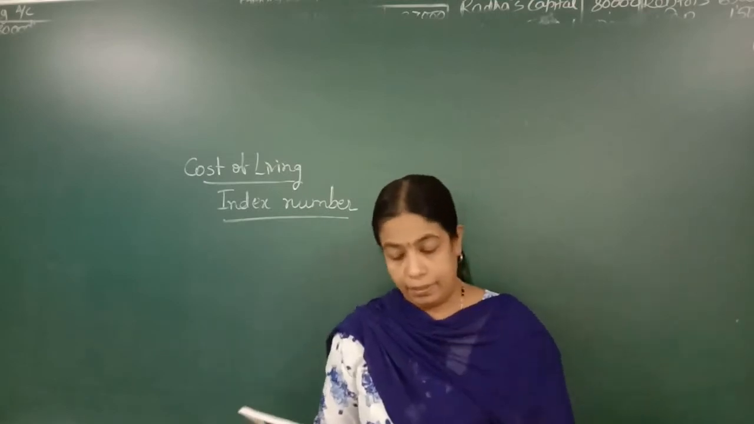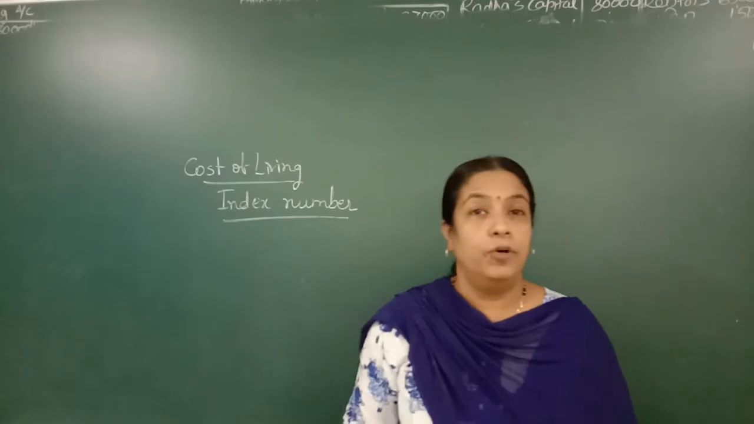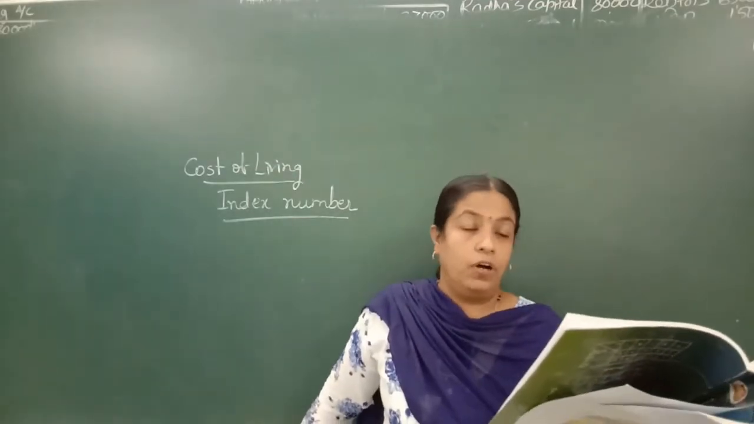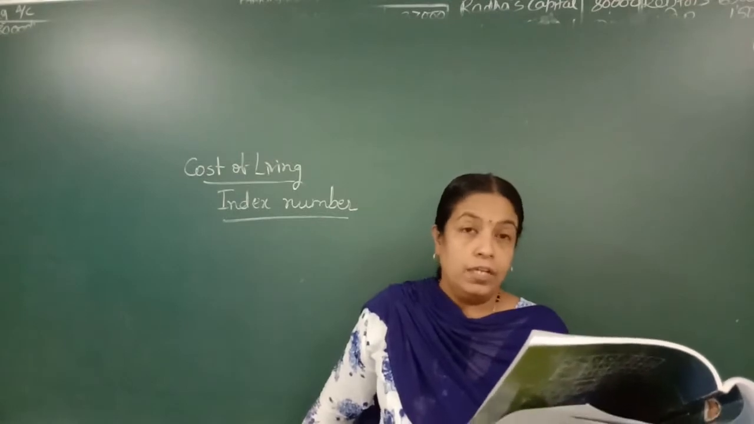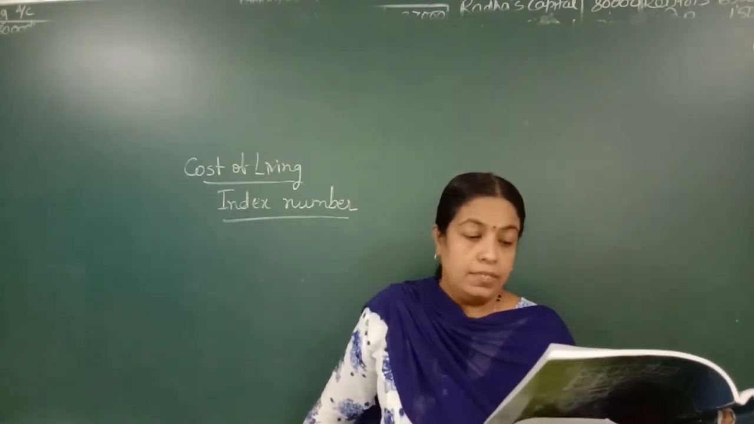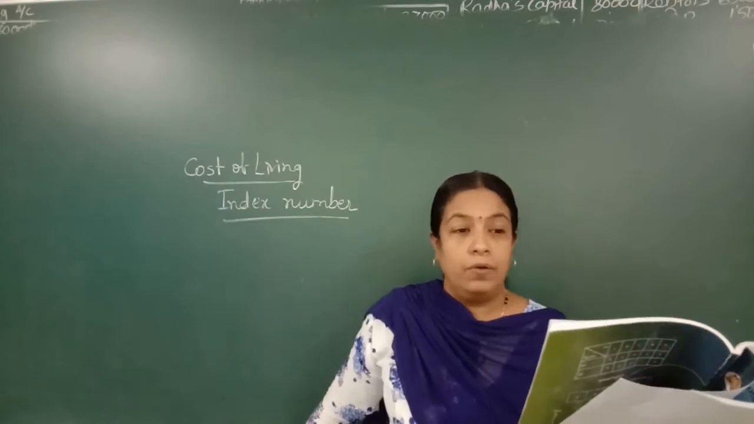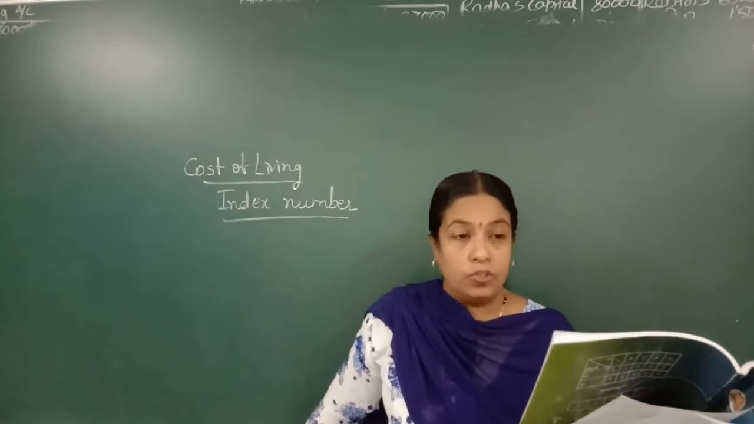This is also one. Choice of commodities. Now, the second step in construction of cost of living index number is choosing the commodity. Since all commodities cannot be included, only representative commodities. अब representatives में क्या आएगा?